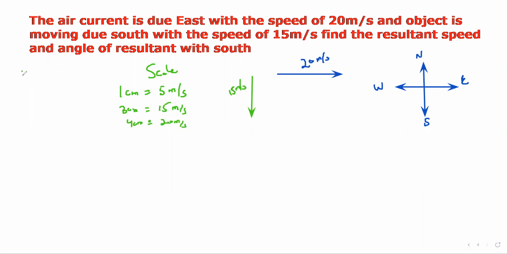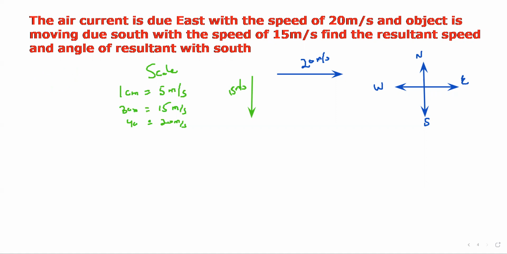Here I cannot select 1 centimeter is 1 meter per second. Why can I not select this? Because otherwise I have to draw 15 and 20 centimeter lines. That will not be a suitable scale, because on the exam paper you cannot draw 15 centimeter or 20 centimeter. That's why you cannot select 1 centimeter is 1 meter per second.